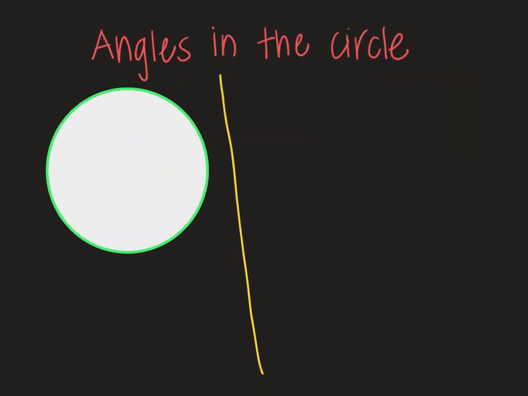For angles in the circle, but not in the center, say that I have lines that meet like this, and I have arcs. This will be arc Y, and this will be arc Z, and our angle here is in the middle. So to find the measure of that angle, I would take the measure of my arcs. So X equals the measure of my arcs added together, divided by 2.